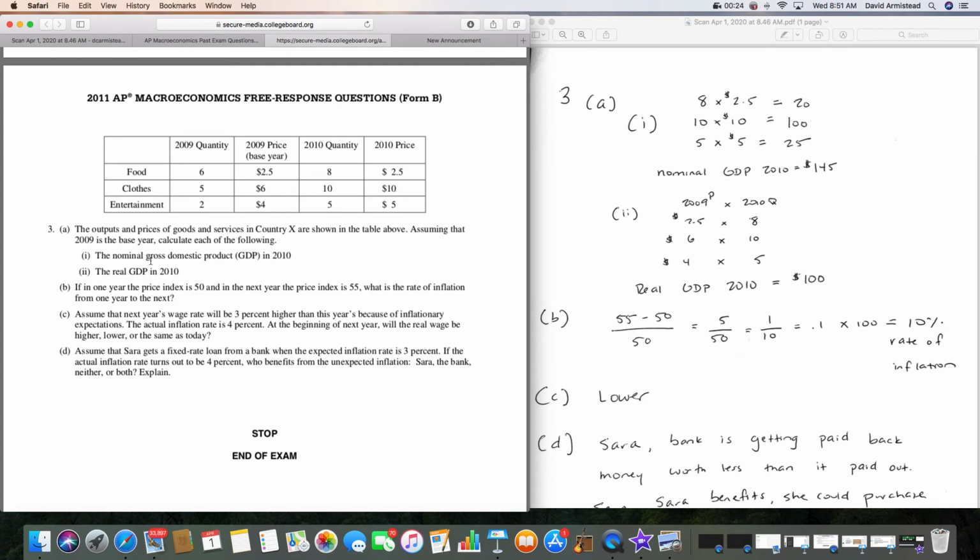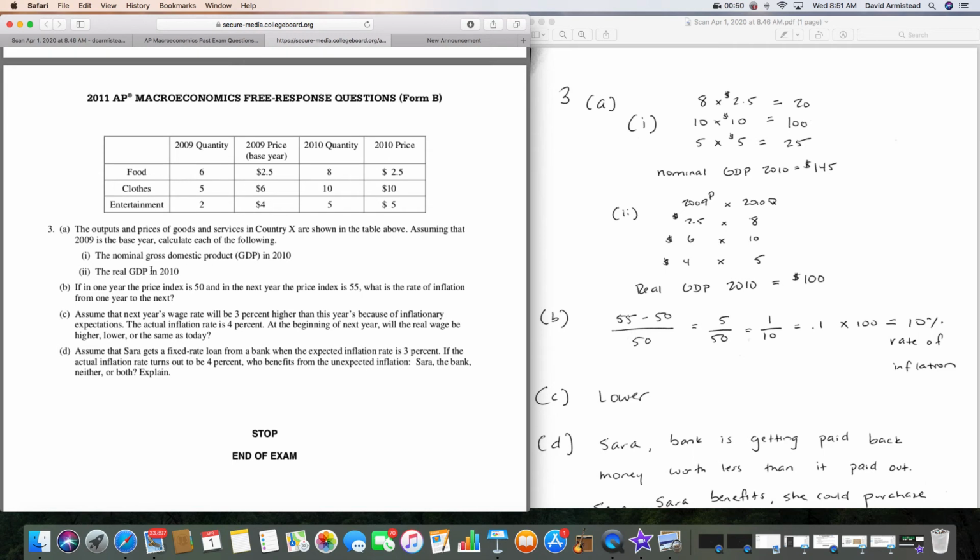3A, what is the nominal GDP in 2010? How you get that is when they give you this, right? You just simply, what is nominal GDP? It's quantity times price in any given year. So 8 times 2.5, 10 times $10, 5 times $5, 20, 100, 125. That's going to give you a nominal GDP in 2010 of 145.